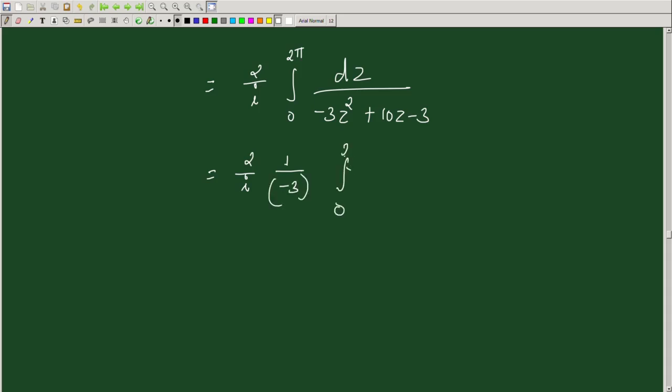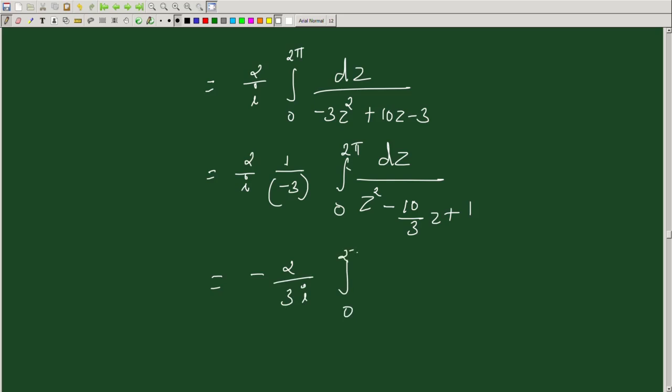So remaining, 0 to 2 pi dz, taking 3 outside, so remaining z square, taking minus. Here also minus 10 by 3, and here also you are taking minus 3 out, so it is plus 1, right? After that I can write minus 2 by 3i, simplifying this one, limit 0 to 2 pi, it's a unit circle, dz by the denominator z square minus 10 by 3 times z plus 1.